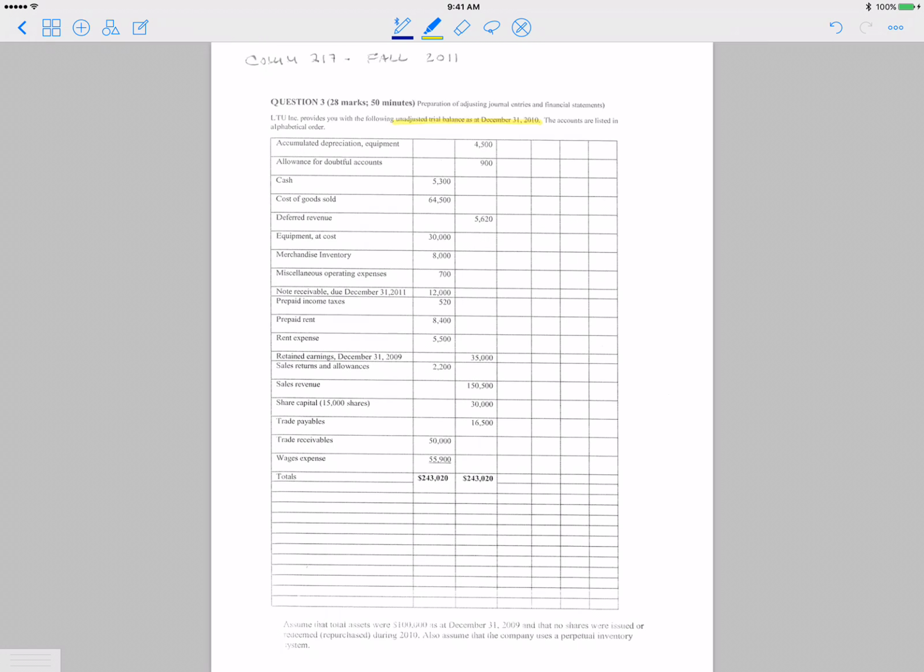Also at the bottom, they say that the total assets as at December 31st, 2009, which will be used in part 5. And they also tell us that no shares were issued, which will be important. So we could look at these and total assets. These are things to remember. They mentioned that they use a perpetual inventory system as well. Therefore, a perpetual inventory system will not require the same kinds of adjusting journal entries as a periodic at the end of the accounting cycles.